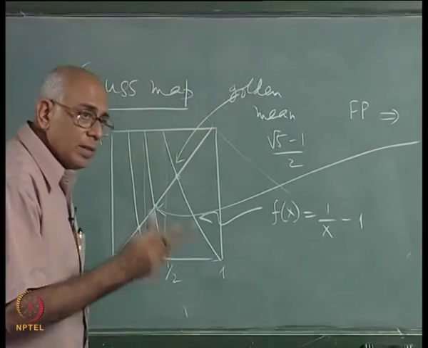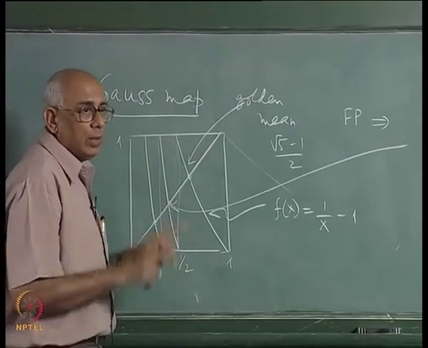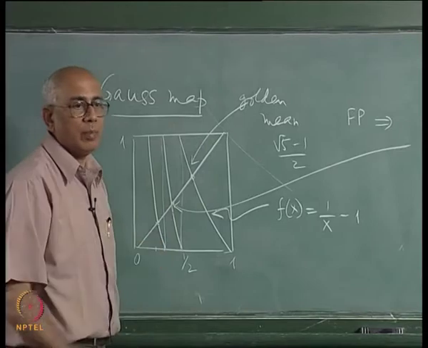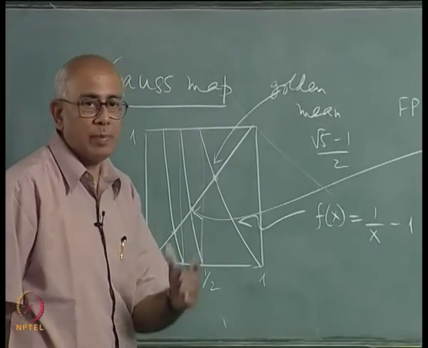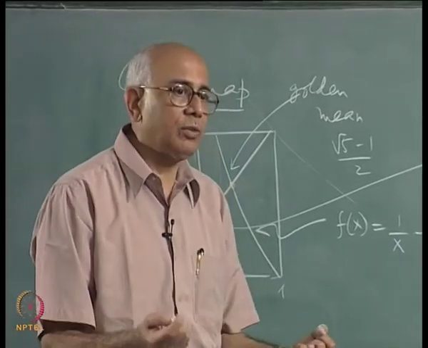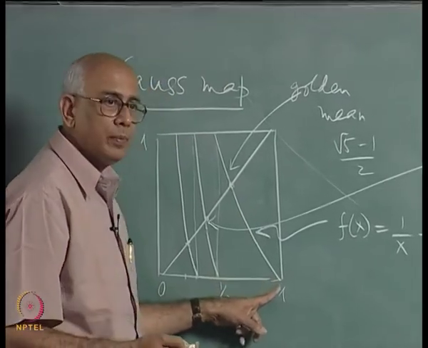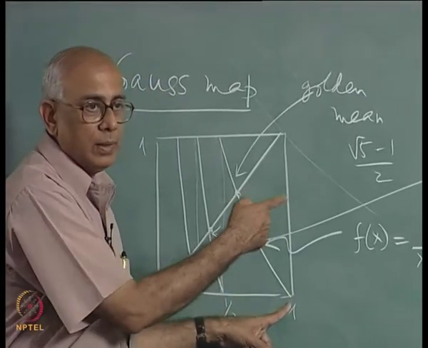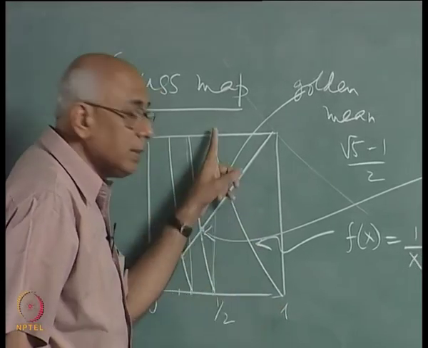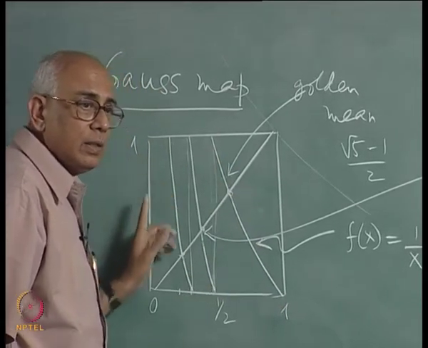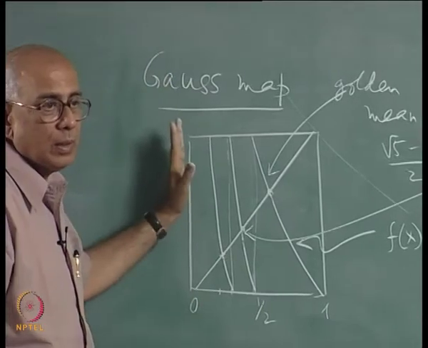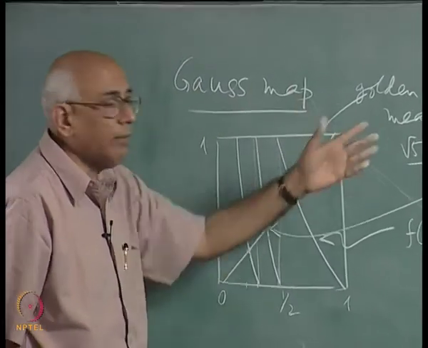It is in some sense measuring the average, the log of the average slope of this map. It is log mod f prime of x. So it is measuring the average stretch factor. Now the slope at x equal to 1 is 1 in magnitude, and everywhere else it is bigger than 1, and it is in fact tending to infinity as you come here. So the question is, what is the average slope?